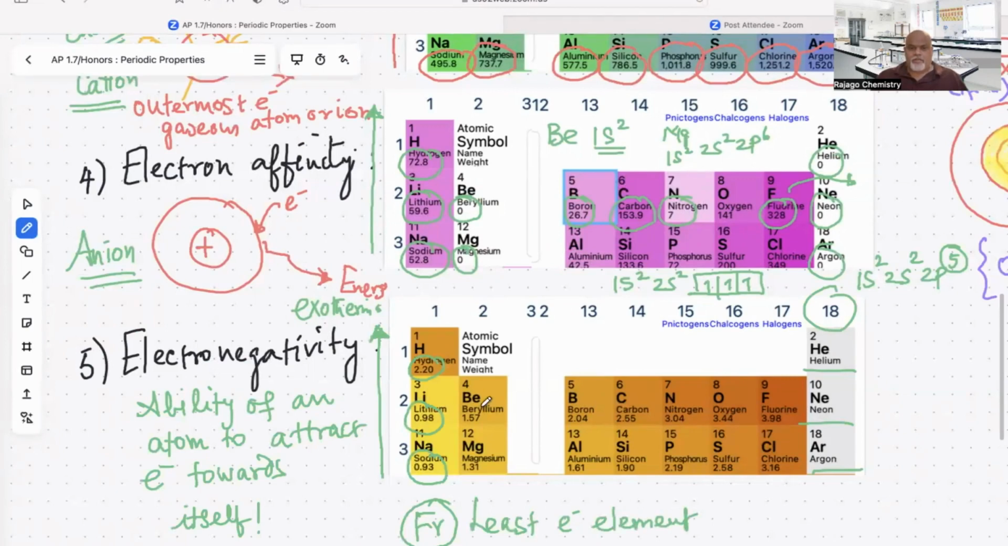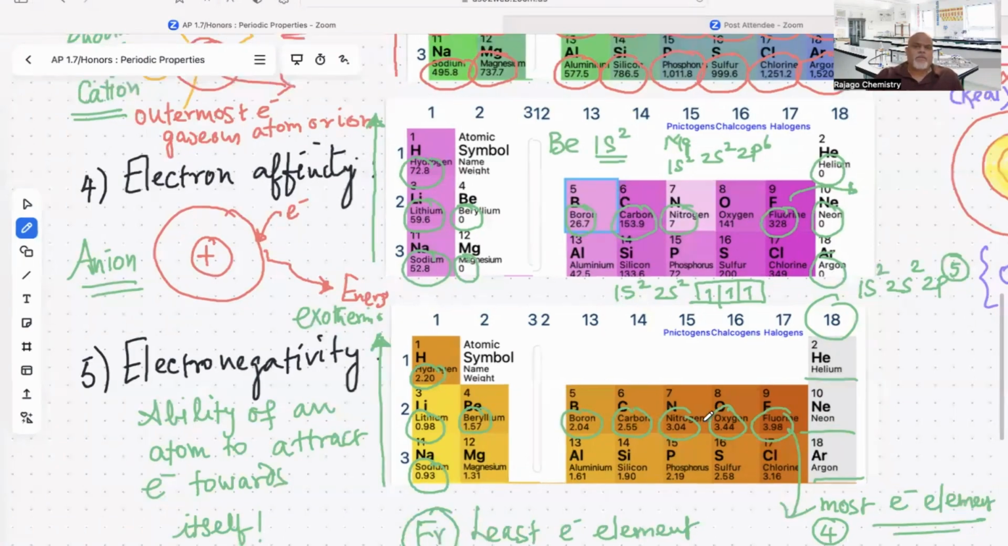But if you look at lithium, beryllium, 0.98, 1.5, 2.8, 2.55, 3.04, 3.44, and 3.98. Fluorine is the most electronegative element, with a value of roughly 4. So it desperately needs electrons, and it has a very high value. There is an electronegativity scale. The electronegativity value also increases from left to right. So you should have a very clear picture of all these important properties.